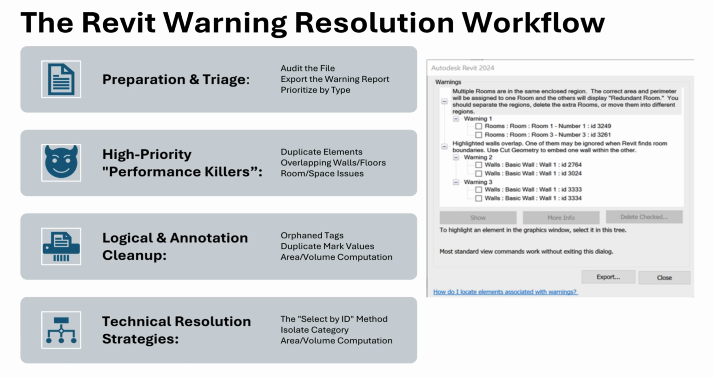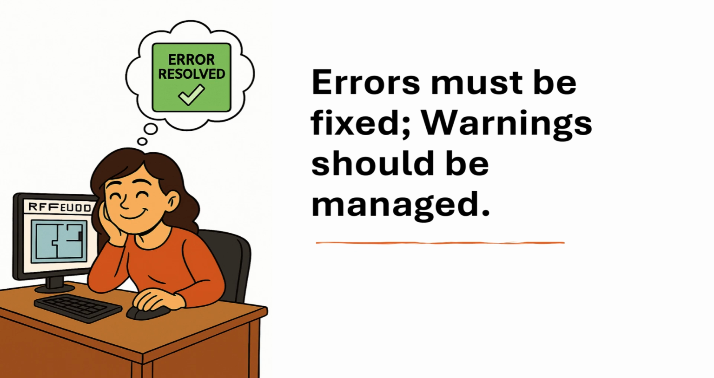Pro tip: use the divide and conquer strategy. Don't try to clear 500 warnings at once. Instead, assign warning categories to different team members. Remember, errors must be fixed, warnings should be managed. Mastering these systems is the key to avoiding late-stage crashes and costly rework.